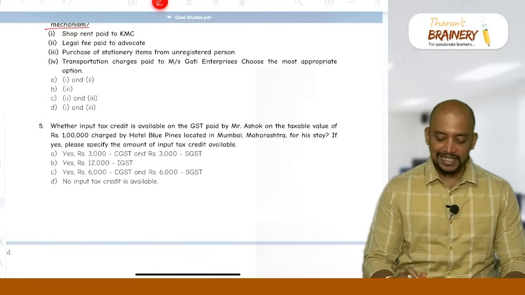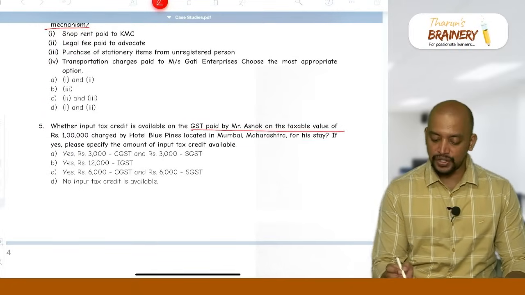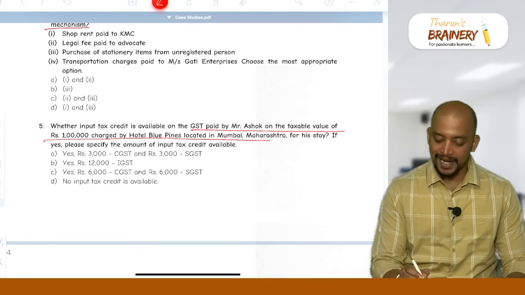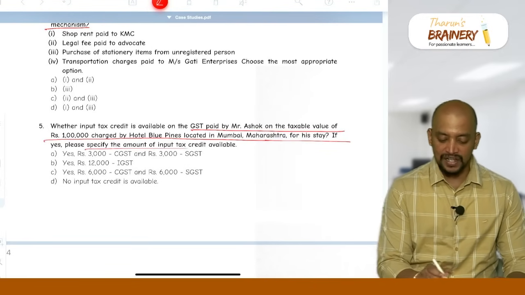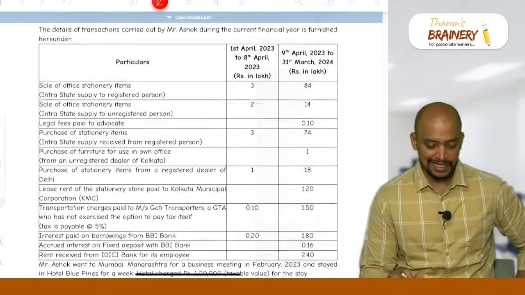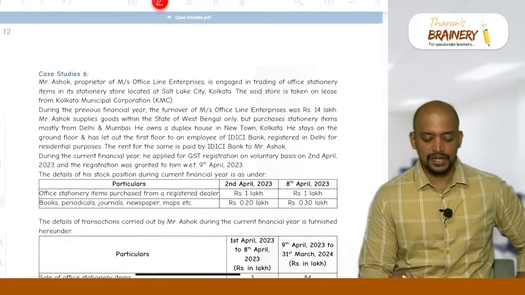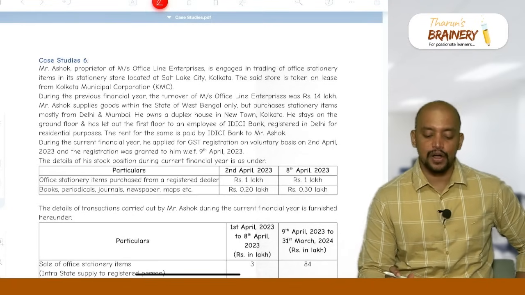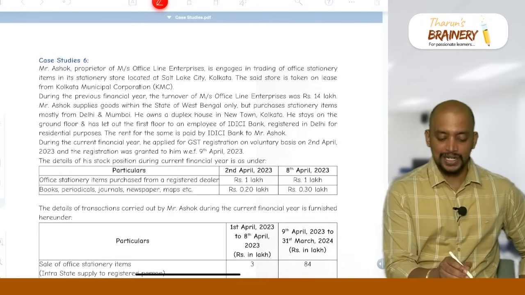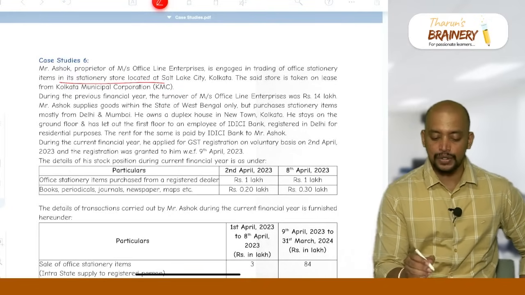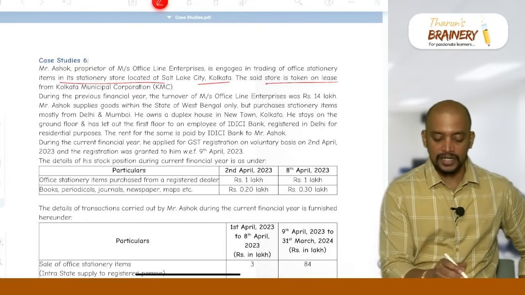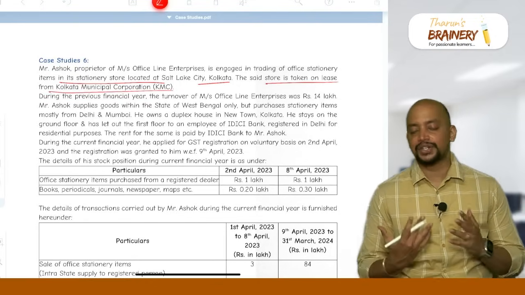Then whether input tax credit is available on GST paid by Ashok on the taxable value of 1 lakh charged by Hotel Blue Pines located in Maharashtra. If yes, please specify the amount of ITC available. So if you see here, this question, Mr. Ashok is proprietor of Messrs. Office Line Enterprises, engaged in trading of office stationery items in its stationery store located at Salt Lake City, Kolkata. The said store is taken on lease from Kolkata Municipal Corporation.